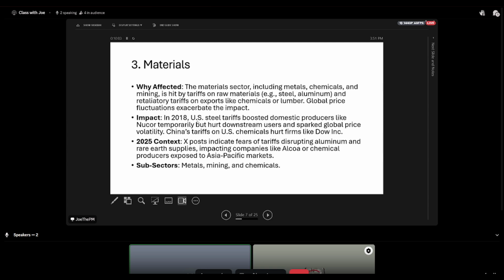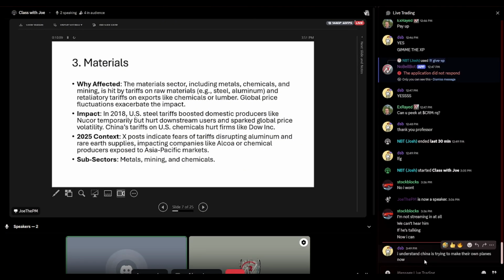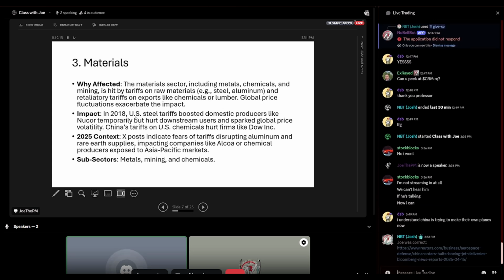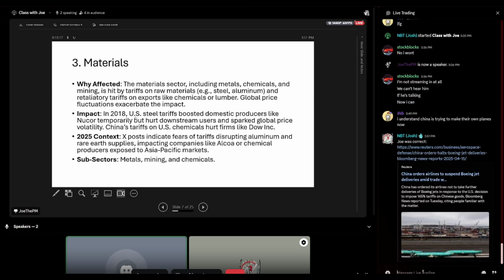Materials, again, kind of go along with the industrials here. The big one in the news was Dow Chemical. China is looking into them, interrogating them, trying to figure out if they've got anything illegal going on. It's just a crock of bull and a retaliatory measure for the tariffs levied on them.